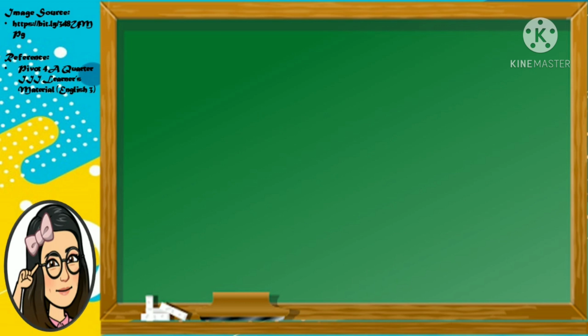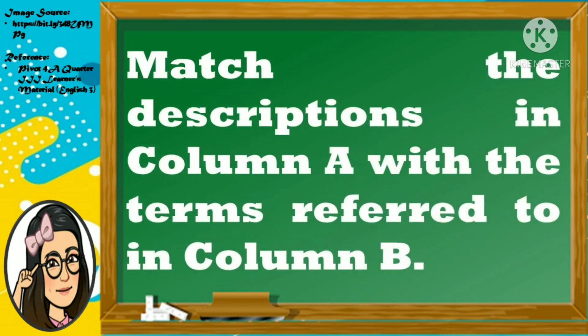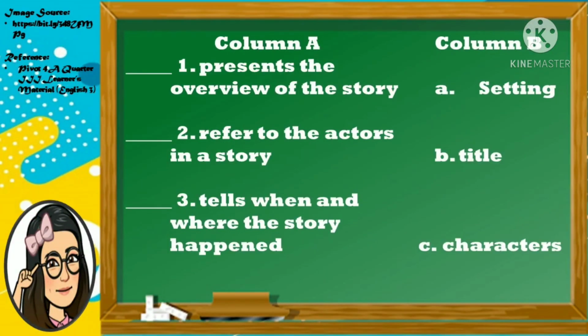Now let us refresh your knowledge about the elements of the story. I want you to match the descriptions in column A with the terms referred to in column B. For column A, number 1 presents the overview of the story. Number 2 refers to the actors in the story. And number 3 tells when and where the story happened. And for column B, we have letter A, setting, letter B, title, and letter C, characters.